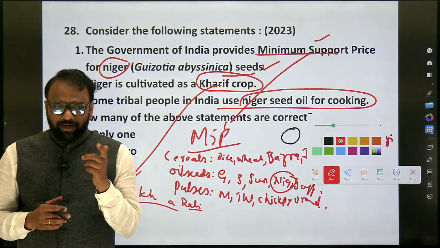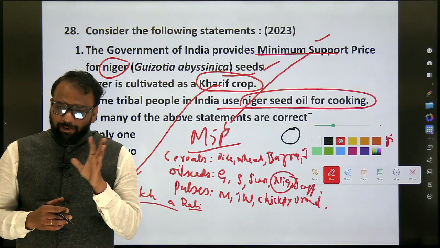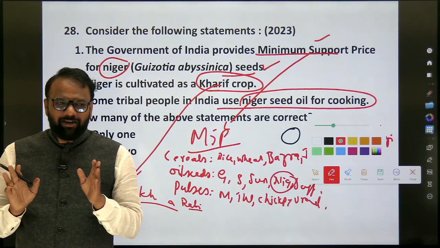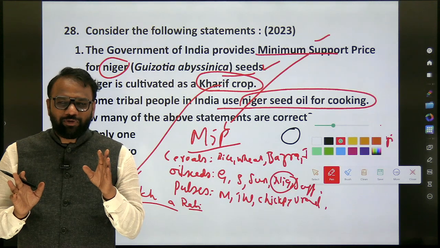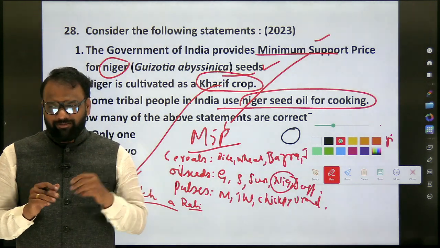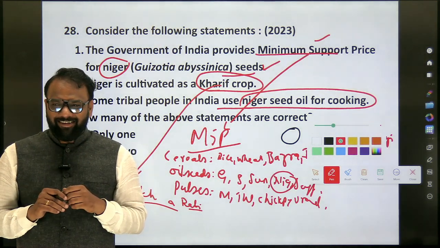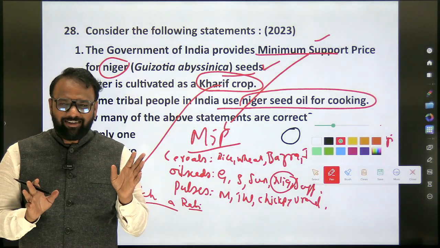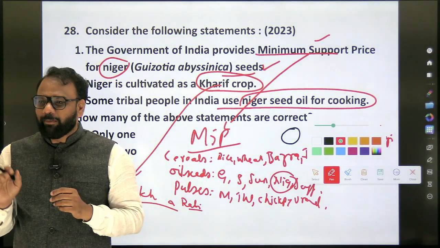Okay, in Kannada, what do we call it? So whether it is edible? Okay, so now in the examination, similarly, if they make a statement, there are some tribal people in India who use castor seed for cooking purpose. Castor seed, they use it for cooking purpose. True or false? No, castor seed is never used for cooking purpose.